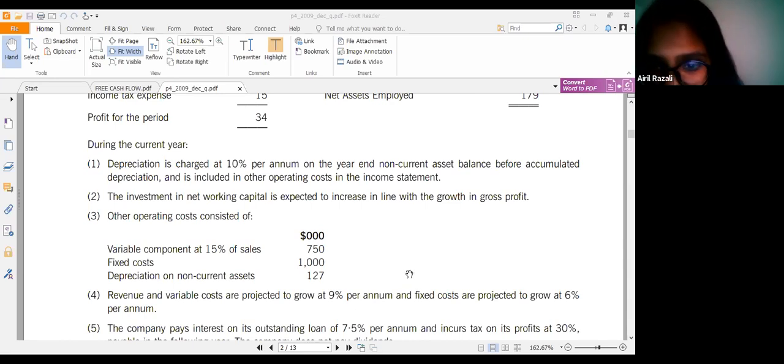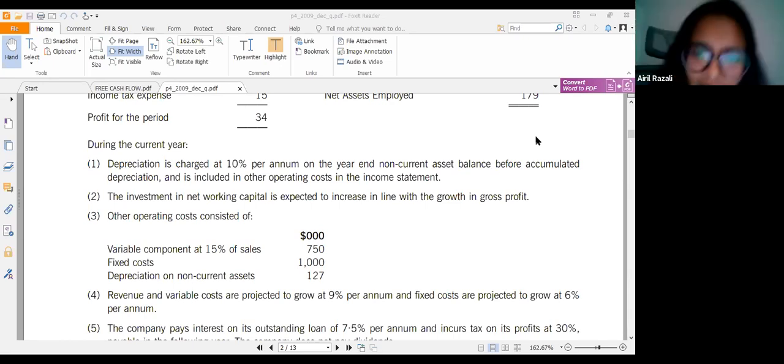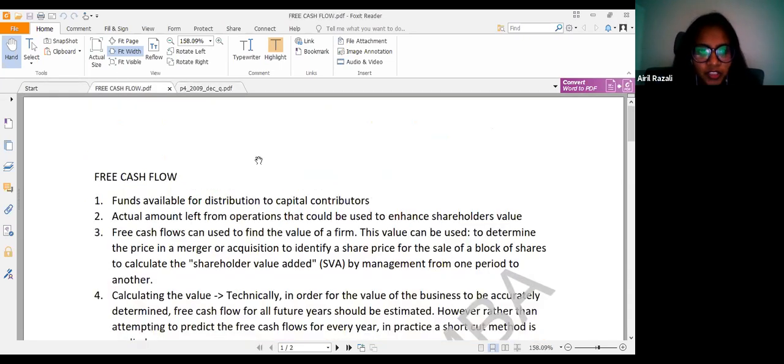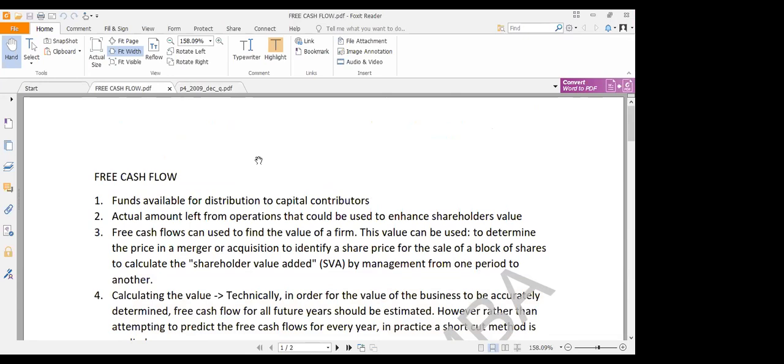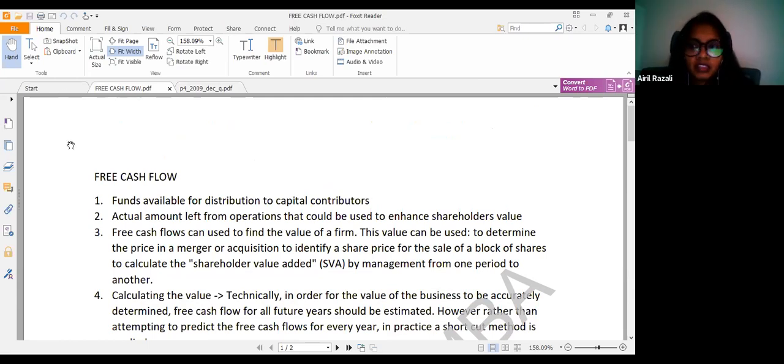Before that now guys, just give me a minute. Let me set up my screen so that I can see everyone here. Just give me a moment. Okay, can you see my screen? I'm sharing with you my notes for free cash flow. Yes. Okay, good.